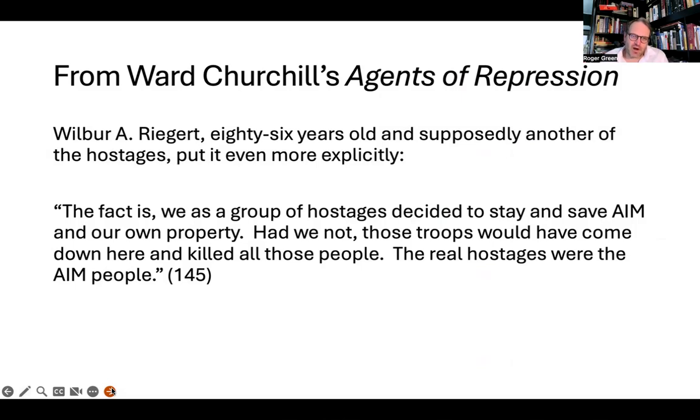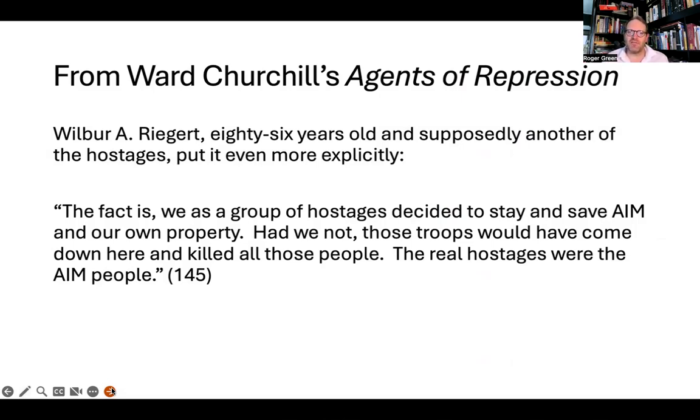So again, a quote from Ward Churchill's Agents of Repression. William A. Regart, who was 86 years old at the time and supposedly one of the hostages, put it this way in an interview. He says, "The fact is that we as a group of hostages decided to stay and save AIM and our own property. Had we not, those troops would have come down here and killed all those people."